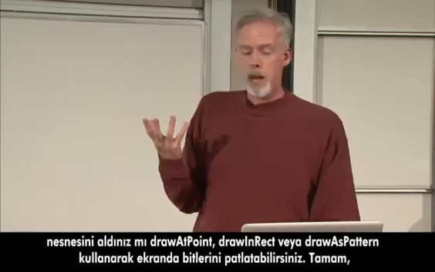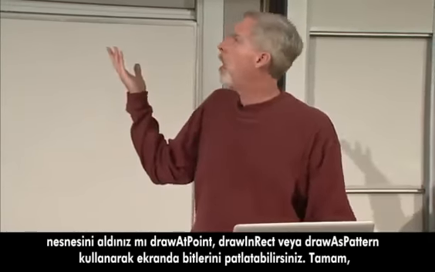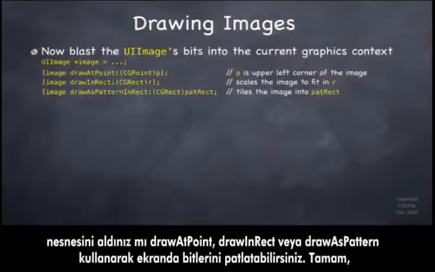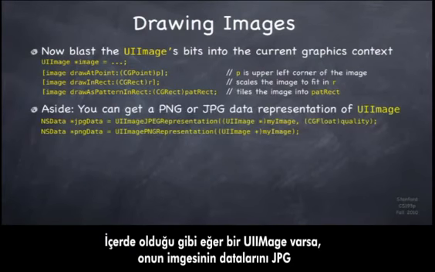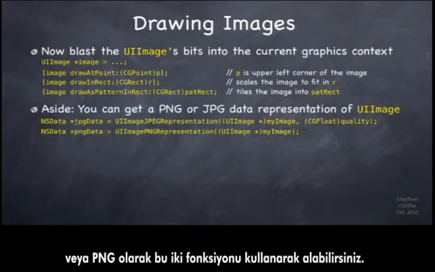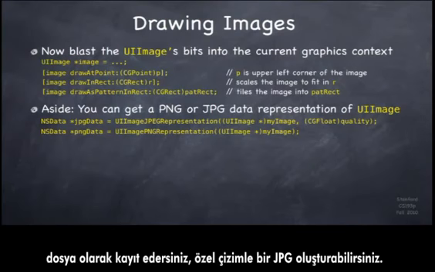Once you have this UI image object, then you blast its bits onto the screen using either draw at point, draw in rect, or draw as pattern. One just draws it at a certain point, one scales it to fit into a rectangle, another one tiles it inside the rectangle. Just as an aside, if you have a UI image, you can actually get its image data as a JPEG or as a PNG file using these two functions. Kind of fun. So that's a way you could actually draw an image, get the JPEG, save it as a file. You could create a JPEG with a custom drawing in it.